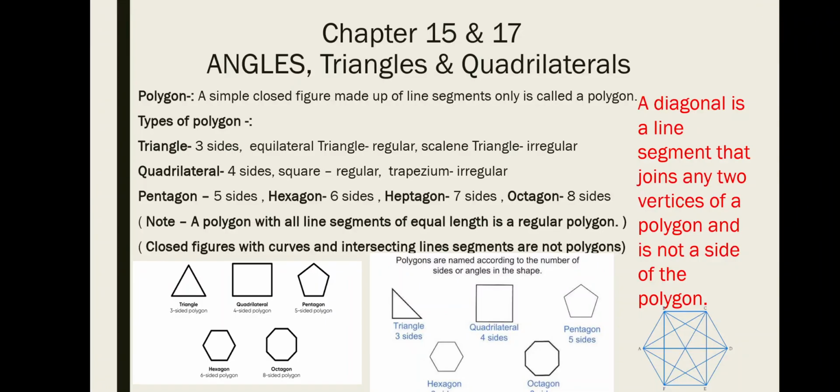Now children, let us start with chapter 17, that is triangles and quadrilaterals. In that you have to learn about concepts like polygon. A simple closed figure made up of line segments only is called a polygon.